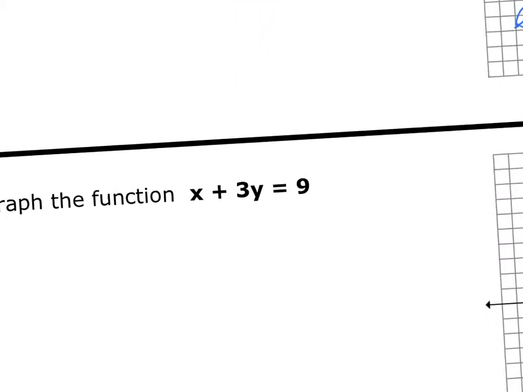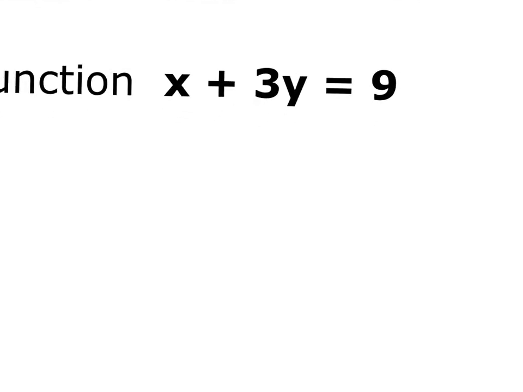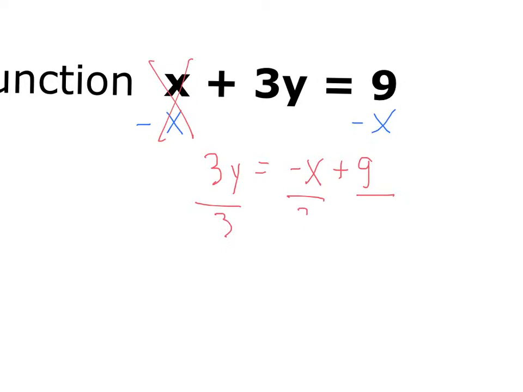Let's try one more. Okay, once again, we wanted to get it in slope-intercept form, so we're going to solve for y. So we've got to get it by itself, so we need to undo this positive x by subtracting x on both sides. Those x's cancel out, and we bring everything else down. 3y equals minus x plus 9. Lastly, we need to divide by the number in front of y. So divide each term by that number, which is 3 in this case. Okay, so those 3's cancel out.